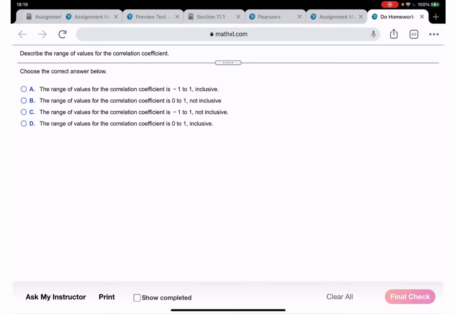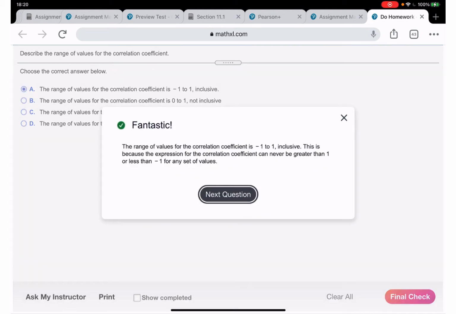Next one. Describe the range of values for the correlation coefficient. The range can be from -1 to +1, inclusive. Okay. I would recommend you to watch the lecture for these definitions. All right.